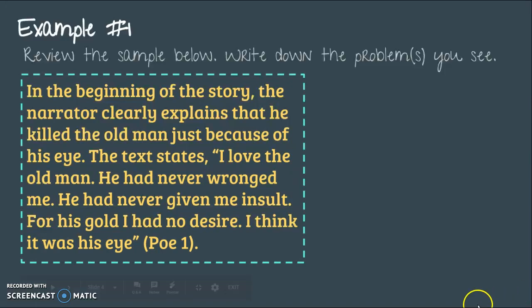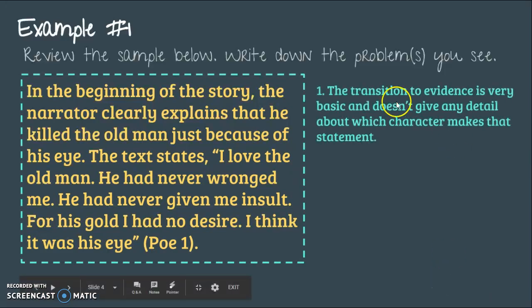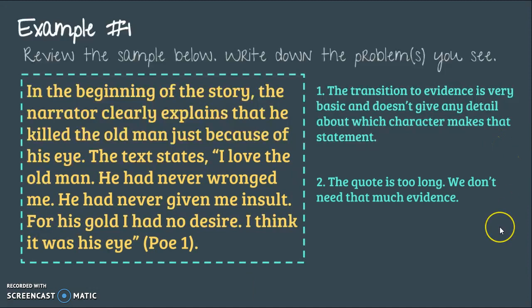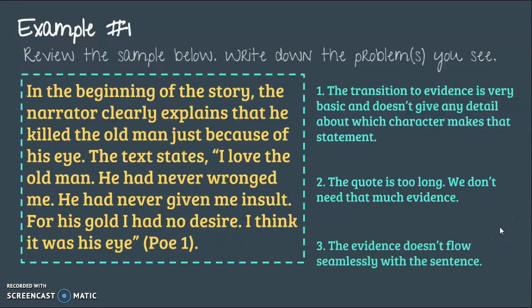The first thing that stands out is that the quote is really long. You have an introduction to your evidence that says, "the text states," when we know a character is the one who made this comment. So that transition to your evidence is really basic, and there's no detail about who says it. We already mentioned that the quote is way too long, and the evidence doesn't flow seamlessly with a sentence. When you look at that, it's very clear where your introduction to evidence stops and the quote begins, okay?